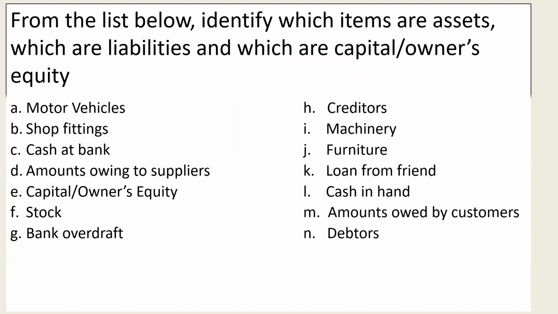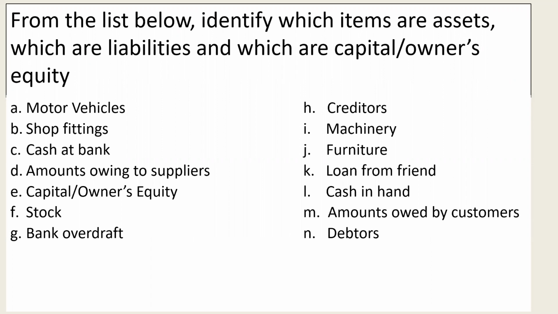F, stock is a current asset. G, bank overdraft. We spoke about bank overdraft just now. It's a current liability. If you have borrowed money in excess of what you have in your account, you have to pay back that within a year. So it's a current liability. The bank will not allow you to take excess money for a long period of time, okay? And then we have H, creditors. Creditors is a current liability.